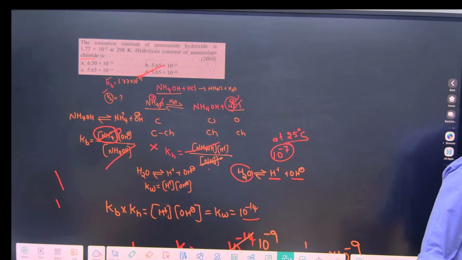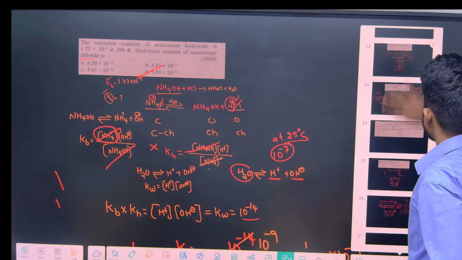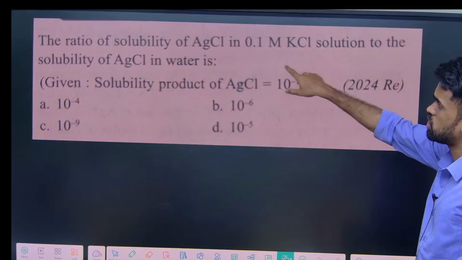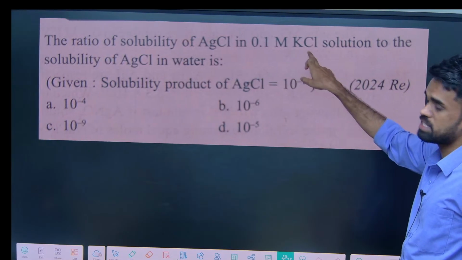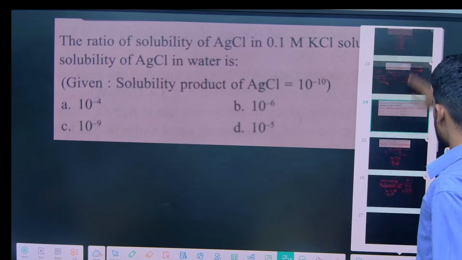Okay, let me give you a few questions as homework. Just go through these questions and tell me what your answers are. Try this. This is a ratio of solubility of AgCl in water and also in KCl. Okay, try this. This is a common ion effect. This is normal in water. Okay, the next one.